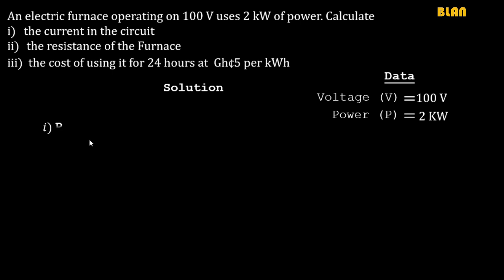Solution I. We know that power is equal to V times I. V is what? Voltage. And then I is what? Current. So power P is equal to voltage times current, V times I. And we are to solve for what? The current in the circuit. So we transpose this formula to make I, which is the current, the subject. And that is going to be I equals P over V, power over voltage. Current is equal to power over voltage. I is equal to P over V.